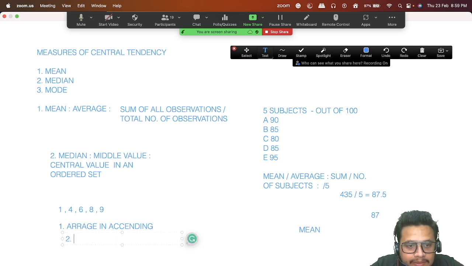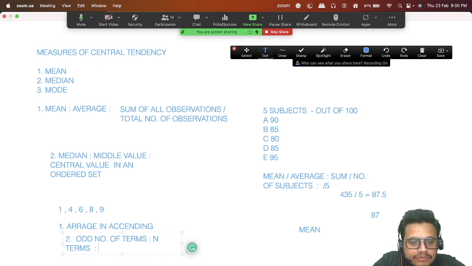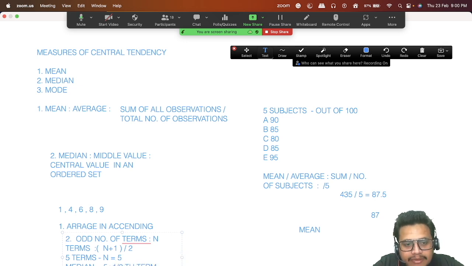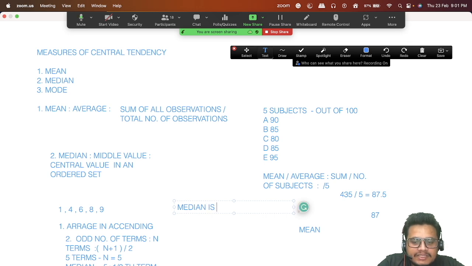The second point is, what is the middle value? In this case we have an odd number of terms. When we have odd number of terms, suppose we have n terms, the middle term will be the median. So for odd, we'll say n plus 1 by 2, where n is my number of terms. Here we have 5 terms, so the value of n is 5. So what is my median? It is the 5 plus 1 by 2th term, that is 3. So my third observation is my median, which is 6. So here median is 6. Now this is only for when we have an odd number of terms.